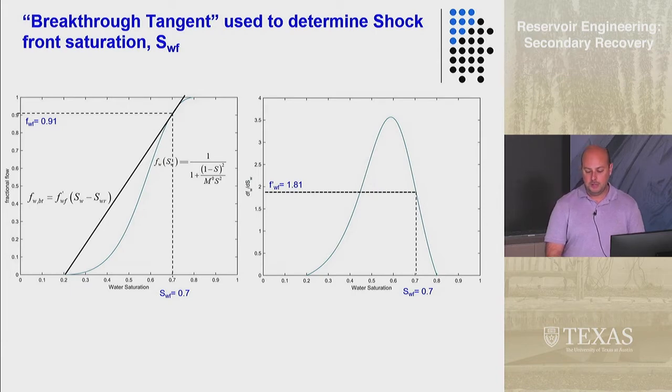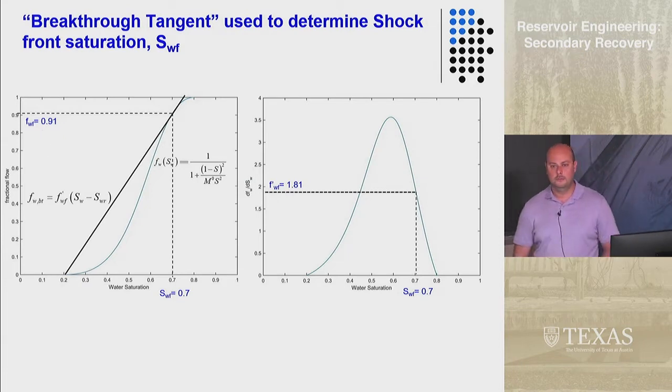Now that's interesting, because what does that tell me right there? That the fractional flow of water at the front is 0.91. That means that before the front reaches the producer well, I'm producing 100% oil. So FW is 0 and FO is 1. As soon as that front touches the producer well, all of a sudden I'm producing 91% water and 9% oil.